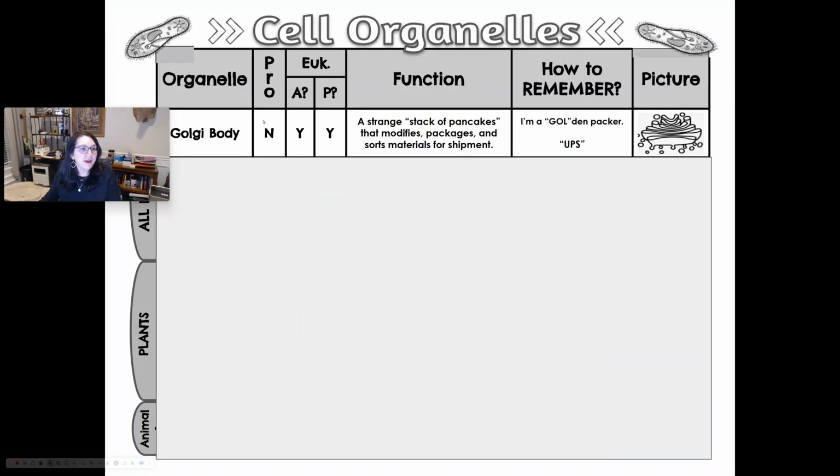So here's the Golgi body, again, not in prokaryotic cells. This is only in eukaryotic cells. And it's a golden packer for Golgi body. And UPS, which does that packing, modifying, and sorting, is also gold. So it's a good way to help you remember that.